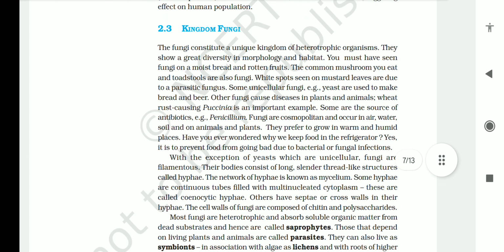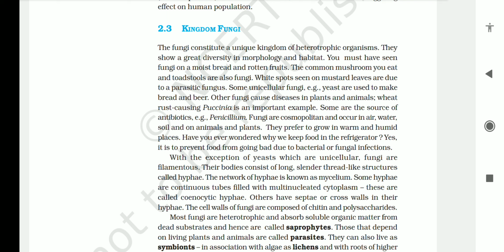2.3 Kingdom Fungi. The fungi constitute a unique kingdom of heterotrophic organisms. They show a great diversity in morphology and habitat. You must have seen fungi on a moist bread and rotten fruits. The common mushrooms you eat and toadstools are also fungi. White spots seen on mustard leaves are due to parasitic fungus. Some unicellular fungi, example yeast, are used to make bread and beer. Other fungi cause diseases in plants and animals.